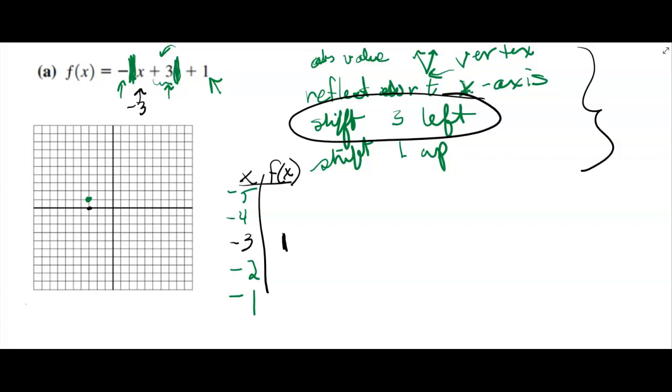So let's see what happens. If I put in -5, I'll start there. -5 plus the 3, that's -2. Absolute value of -2 is 2, but opposite, -2 plus 1, -1. So -5, -1. And if I put in -4, I get -1 from here, absolute value 1, but opposite of that, so -1 plus 1, I'm getting 0.